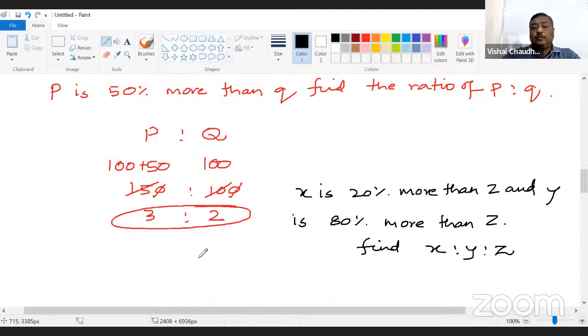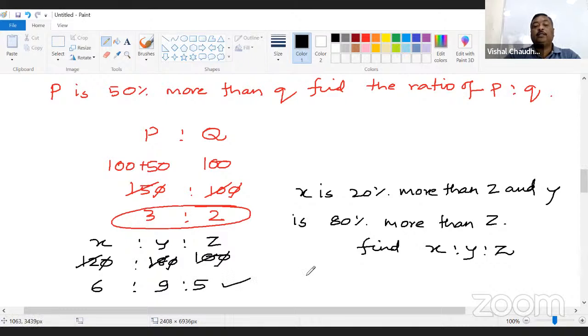Now, suppose I assume Z as my 100. X is 20% more, so the value of X will be 120. And 80% more than Z is Y, so that is 180. The 0 will go all together, and then we have all the numbers cancelling out by 2. So this is your 6, this is your 9, and this is your 5. So your answer is 6 is to 9 is to 5.